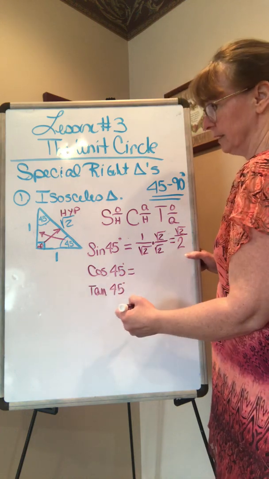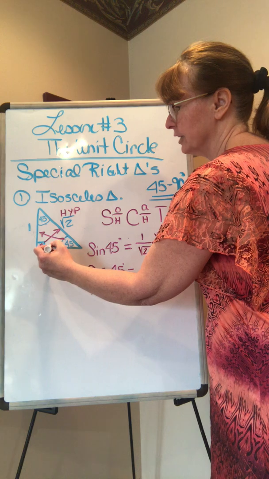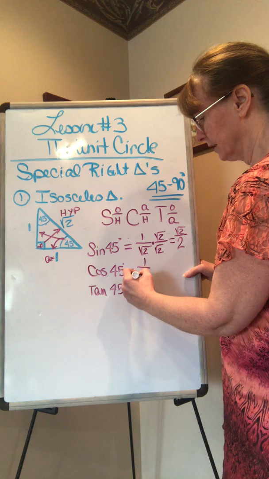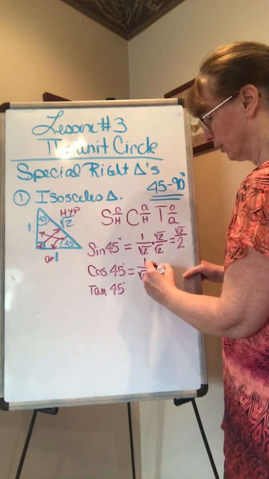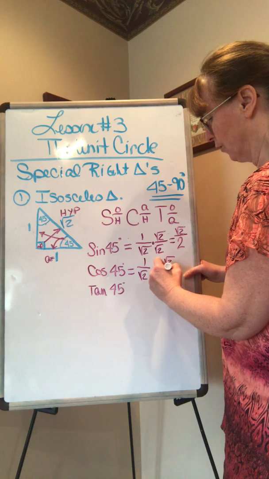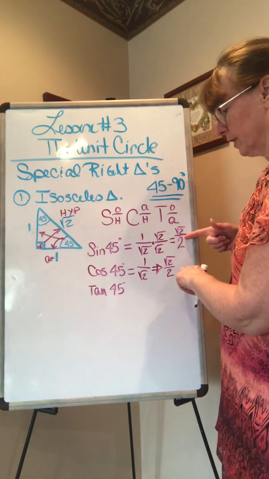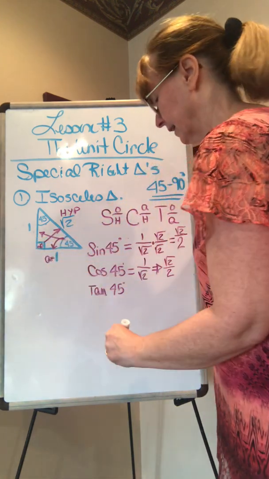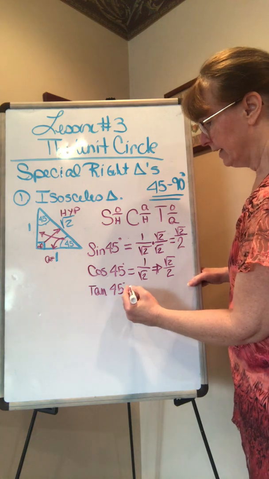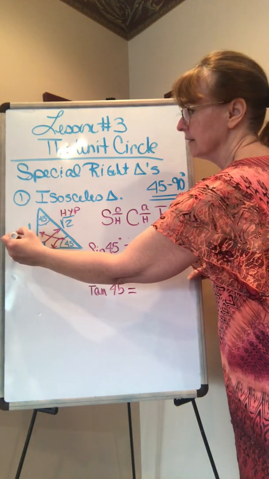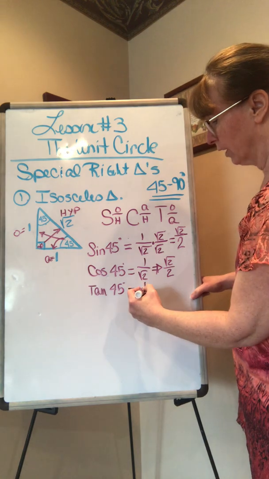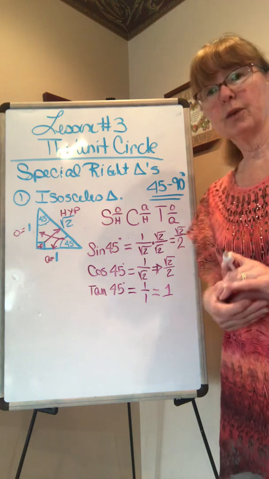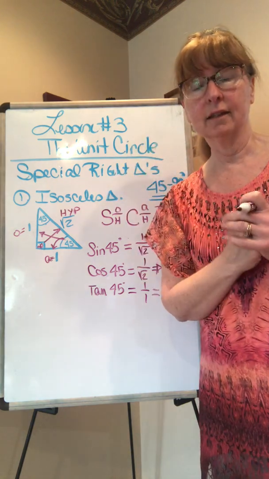So now we're going to do cosine. Cosine is the adjacent to the hypotenuse. Well, look at it, it's the same thing. So the cosine is rad 2 over 2. So the sine of 45 and cosine of 45 are the same because the legs are the same. Now the tangent is equal to the opposite over the adjacent, 1 over 1, so the tangent of 45 is 1 whole. Now this is going to work no matter what size triangle they give you.